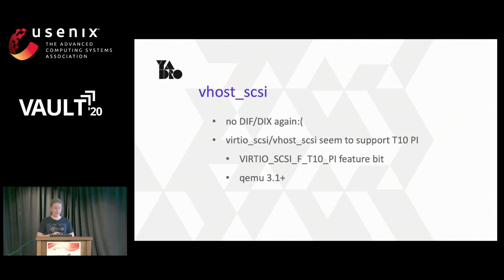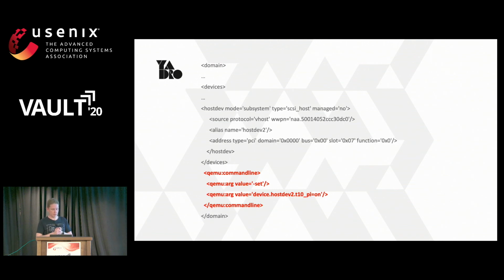In fact, this changed in QEMU 3.1. In 3.1 this feature bit is published to the QEMU code, and QEMU can now enable this feature bit, and with this we have protection enabled both on the host and virtual SCSI code. Libvirt, as far as I know, doesn't support this flag, but with the QEMU command line and extended options, we can pass it to the virtual machine.